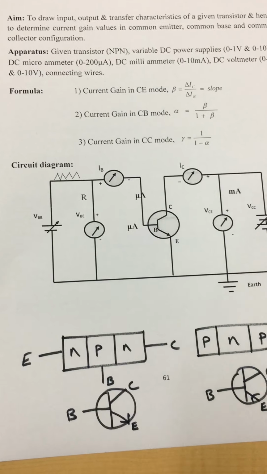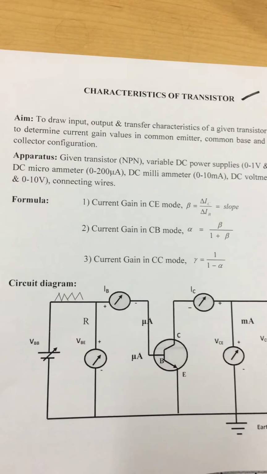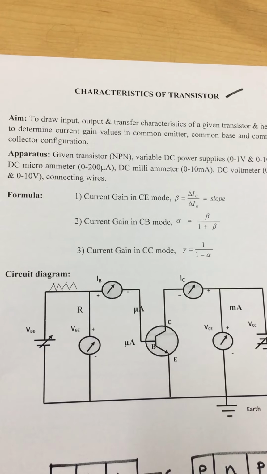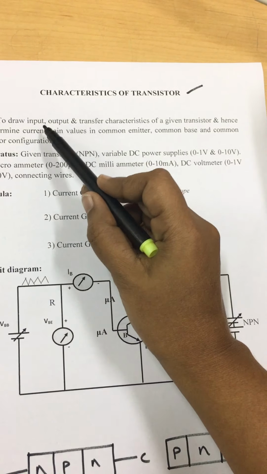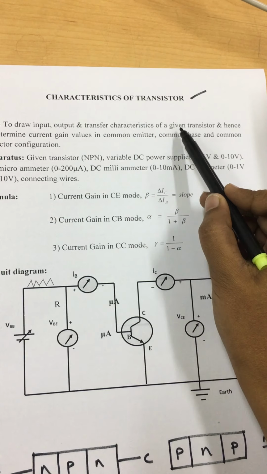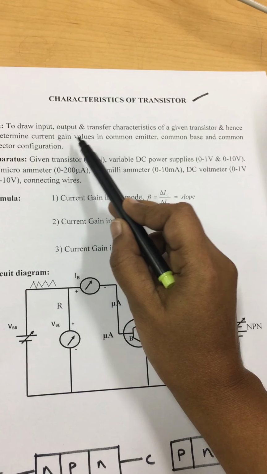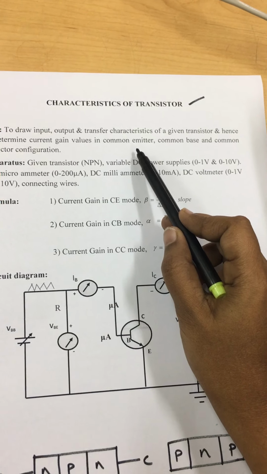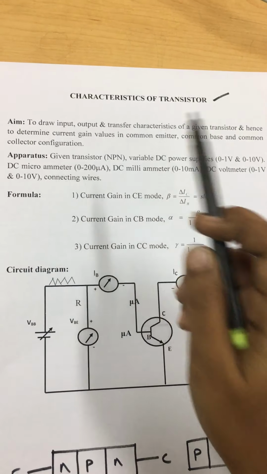Now, coming to the experiment in detail, we shall discuss the characteristics of the transistor. The aim of this experiment is to draw the input, output and transfer characteristics of the transistor, and to determine the current gain values in the common emitter, common base and common collector configurations.